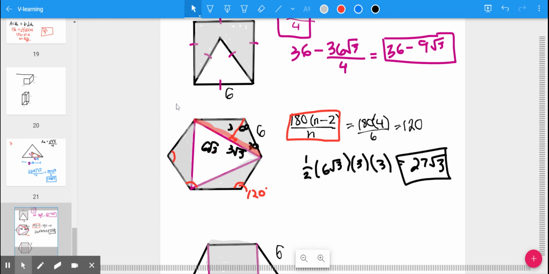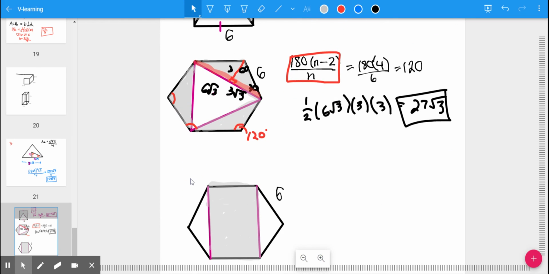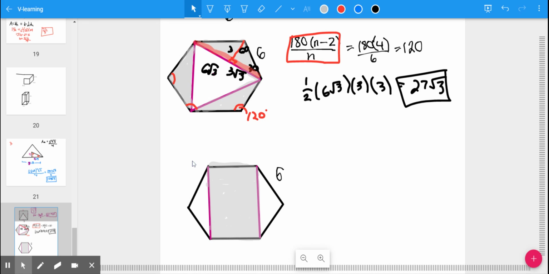Moving on to part C. Again, we have a regular hexagon, and then the shaded area is made up from a rectangle. Again, what we can notice is that if the hexagon is regular, each side is going to also be 6. Each angle, inside angle, is going to be 120 degrees as well. So what we can do, again, is drop our altitude of the triangle.